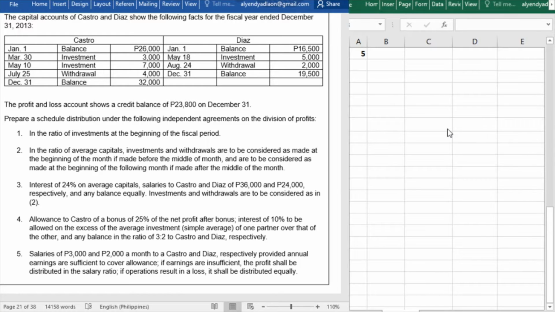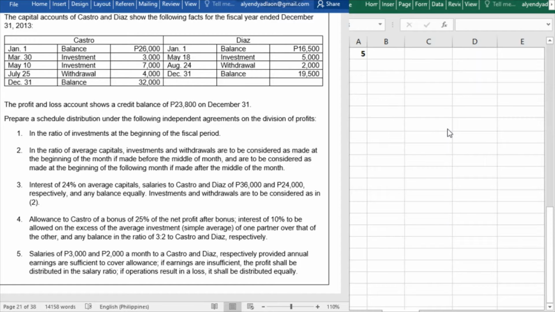So, as what I have discussed in part 1, salaries are to be given regardless of whether there is profit or loss, unless there is a statement as to whether there are changes if ever the company incurred a loss. Now, for this problem, it is specifically stated that if the earnings are sufficient to cover the allowance, then they shall be given salaries of 3,000 and 2,000, and take note that is every month.